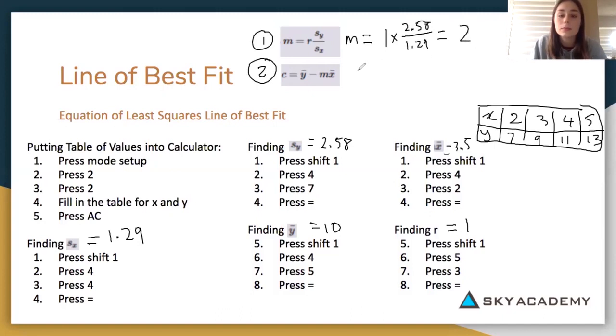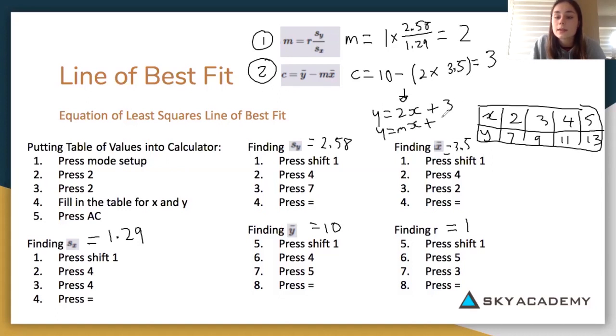And then we can do C equals 10 minus 2 times 3.5. And then you'll get a value of 3. And then we can write that into our equation, y equals 2x plus 3. And that's our y equals mx plus c formula. So that's how you use all of the different values to get the least squares line of best fit.